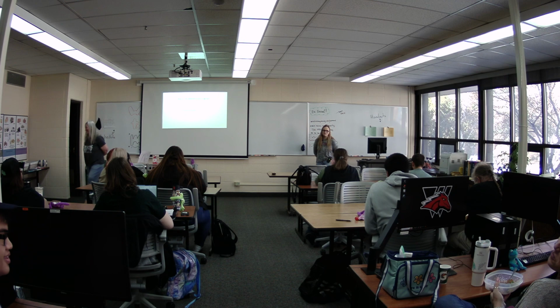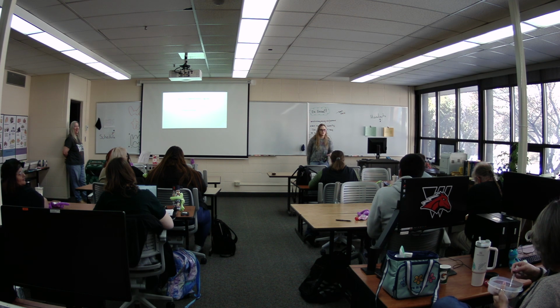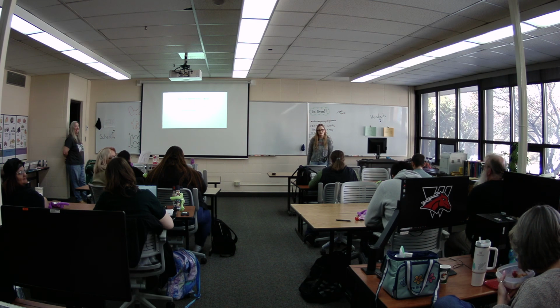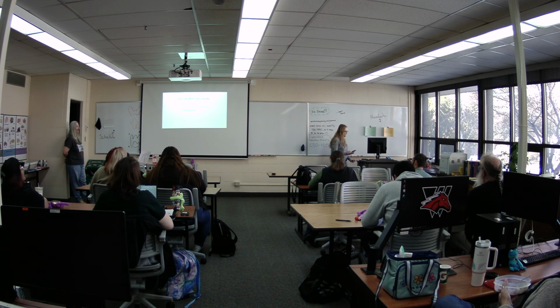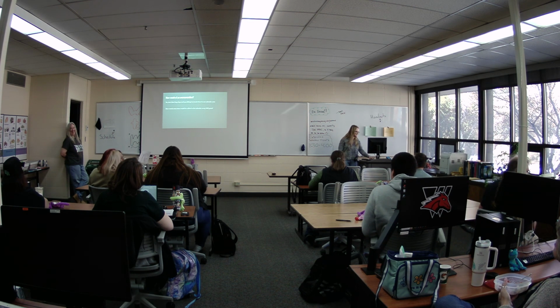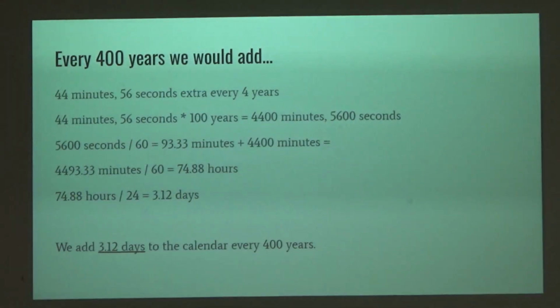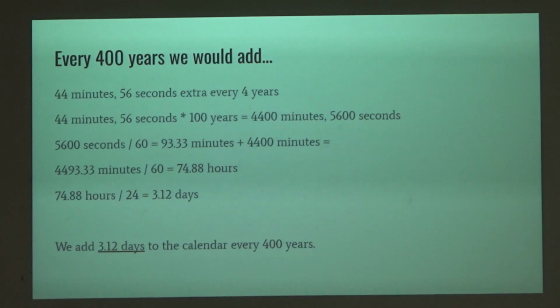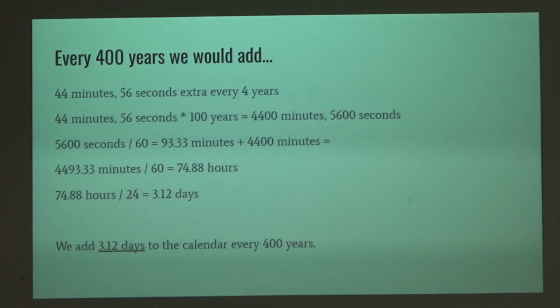So remember that a leap year happens every 4 years. So over 400 years, we only add 100 leap days because it's every 4 years. 4 days, 59 minutes, 24 seconds. No, I'm kind of doubting my own math. Let's look. So here's our answer. We would have that time multiplied by 100 years, which is approximately 3.12 days.